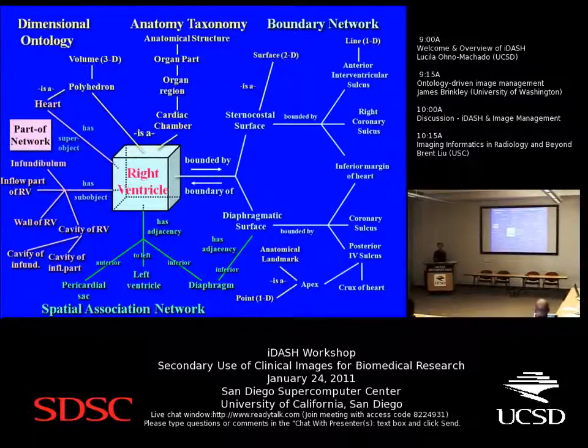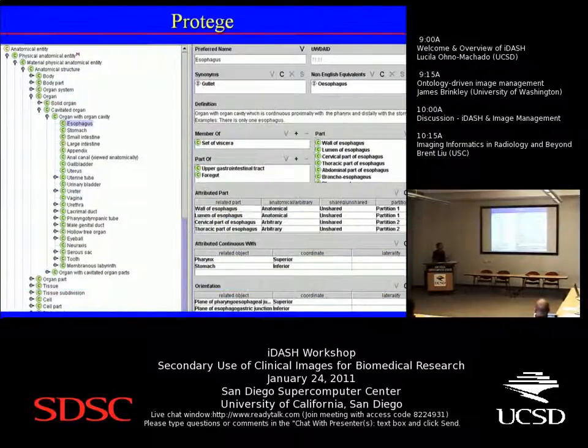So it makes it a very large ontology, and we're actually representing it in the Stanford Protégé system, which is being maintained by the NCBO, another NCB center. And this is just an example of one of those structures, the esophagus. On the left side is a hierarchy of the esophagus, so it's an organ with organ cavity, a cavitated organ, etc., all the way up to anatomical entity.